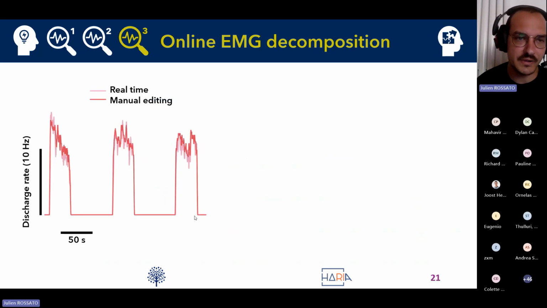To be more concrete, in practice you can see here the discharge pattern of one motor unit during the real-time decomposition or after manual edition of this real-time decomposition. You can see that the algorithm is able to identify periods of activity versus periods of rest, and is also able to identify changes in the frequency over time.